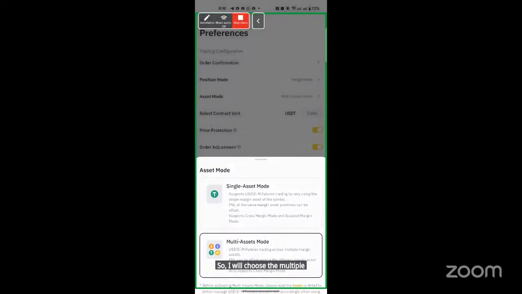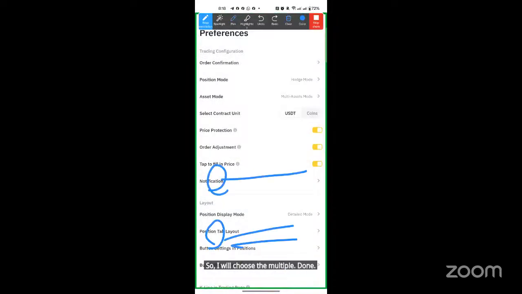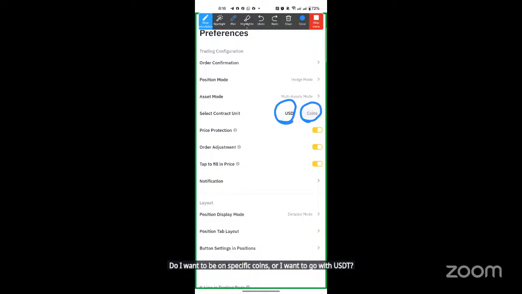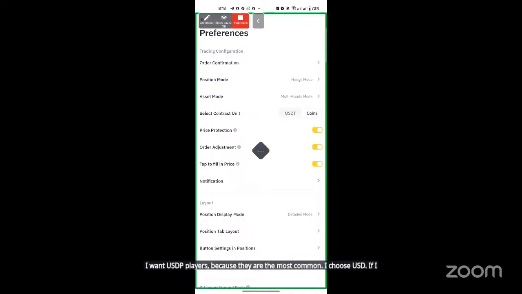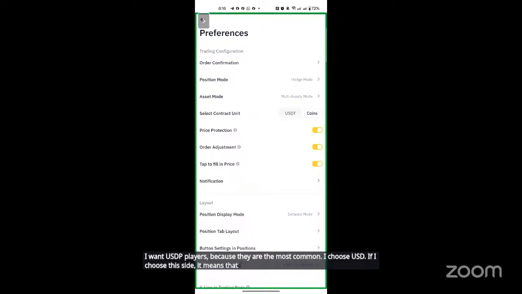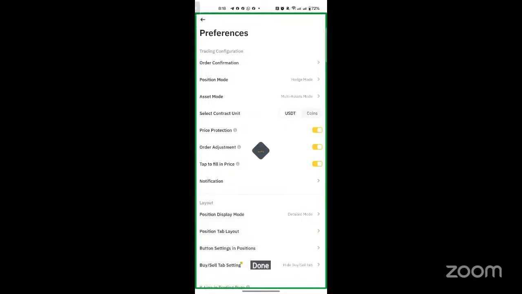Guys, this is not special knowledge. Is this hard or easy? So I'll choose multiple. Done. Contract coins: do I want to be on specific coins or do I want to go with USDT? I want USDT pairs because they are the most common. I choose USDT. If I choose this side, it means I'll be going for specific coins, but I want USDT. Done. Is that hard to set up?